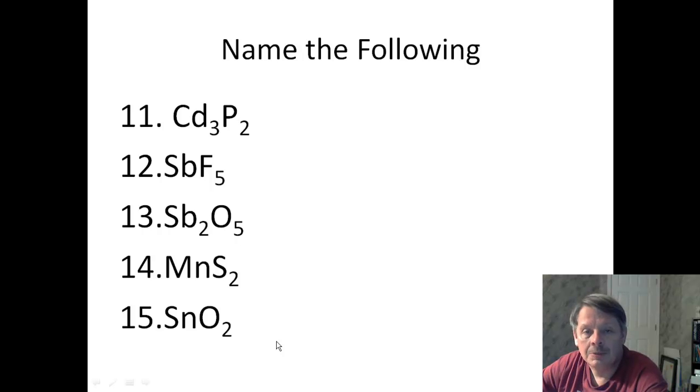Alright, how about this one? When I do my crisscross method, it says cadmium should be 2 plus, and phosphorus should be 3 minus. Does phosphorus take on a 3 minus charge? It does. So this is cadmium phosphide.